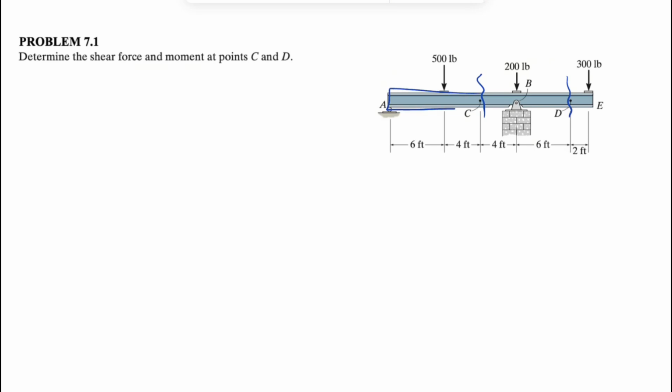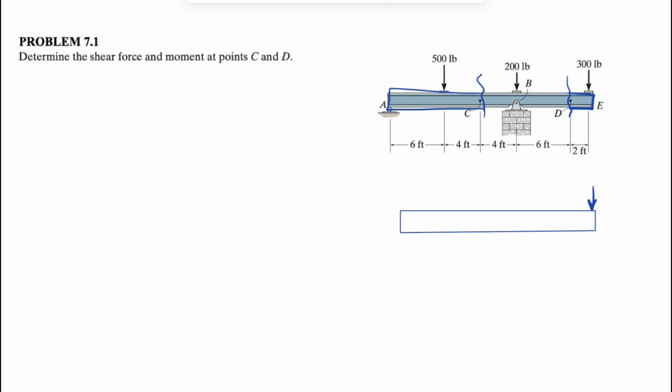And we can consider this section for finding the internal forces at point C, and for D we can pick the DE part of this beam for all the internal forces at point D. So let's start with the free body diagram of the whole beam.